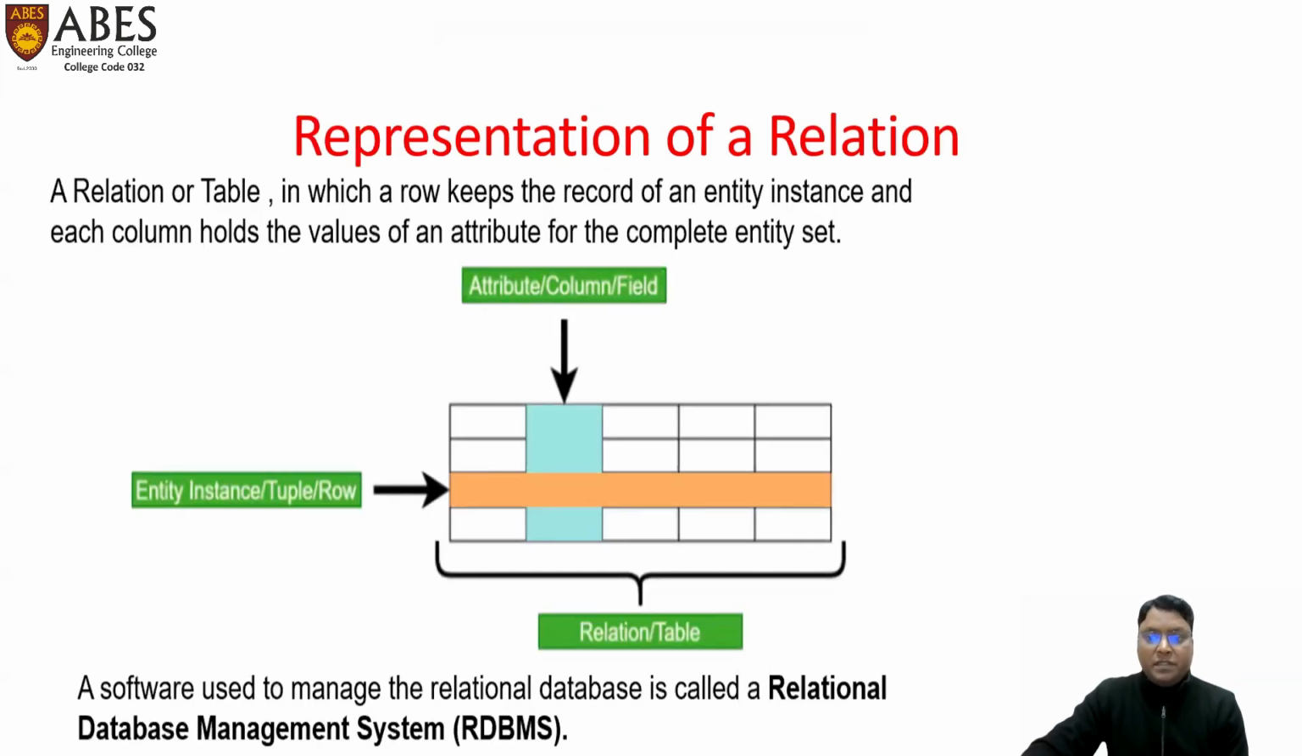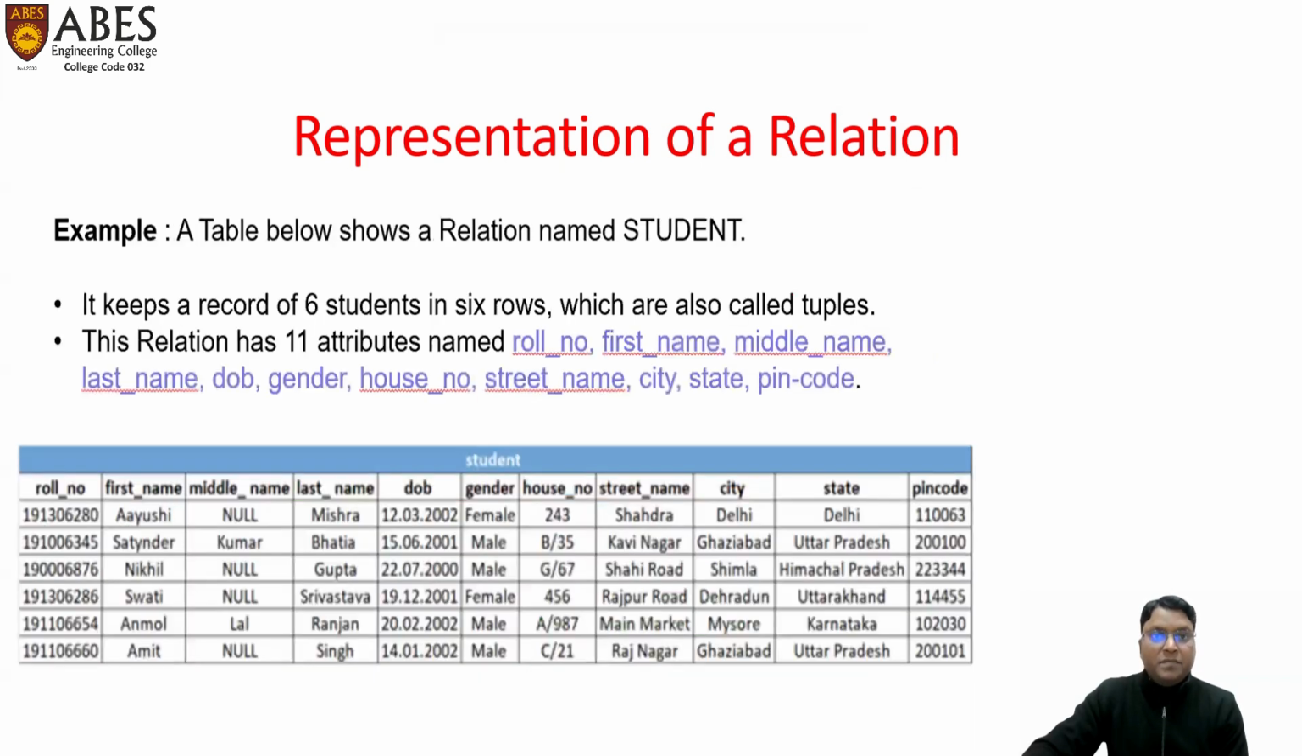Representation of a relation, the way by which we can represent a relation. A relation or a table is one in which a row keeps the record of entity instances and each column holds the value of an attribute for the complete entity set. As you can see in the diagram, in this given table, each row is called a tuple, each column is called an attribute, and the whole table is called a relation. A software used to manage the relational database is called Relational Database Management System, which is known as RDBMS.